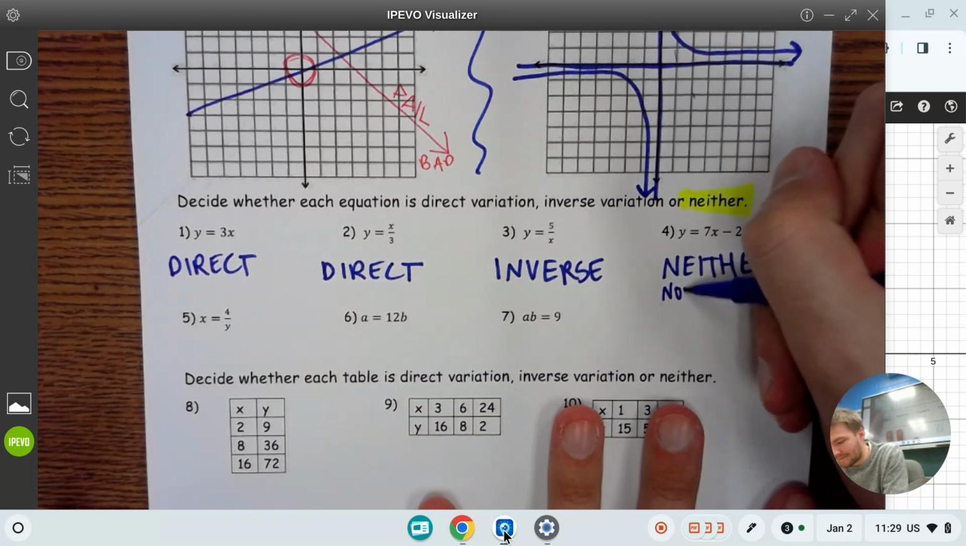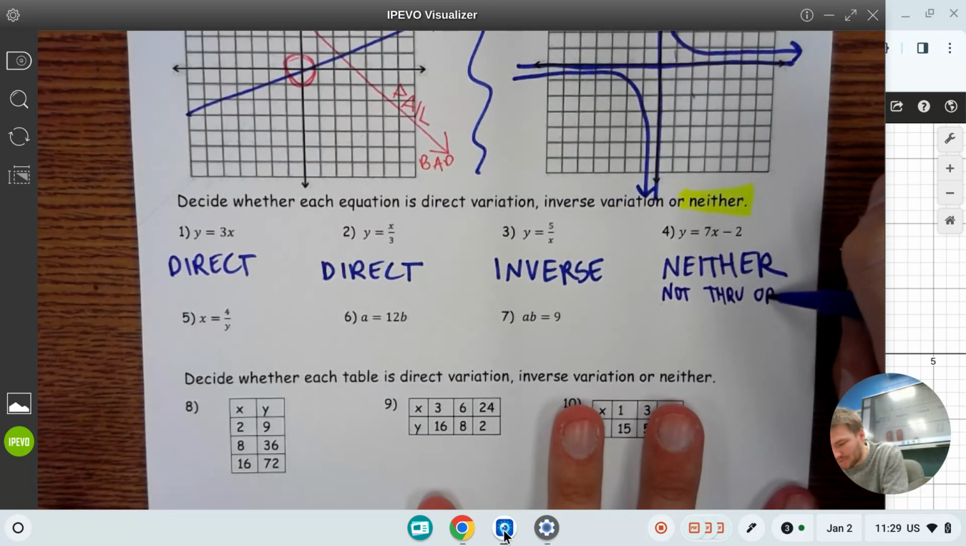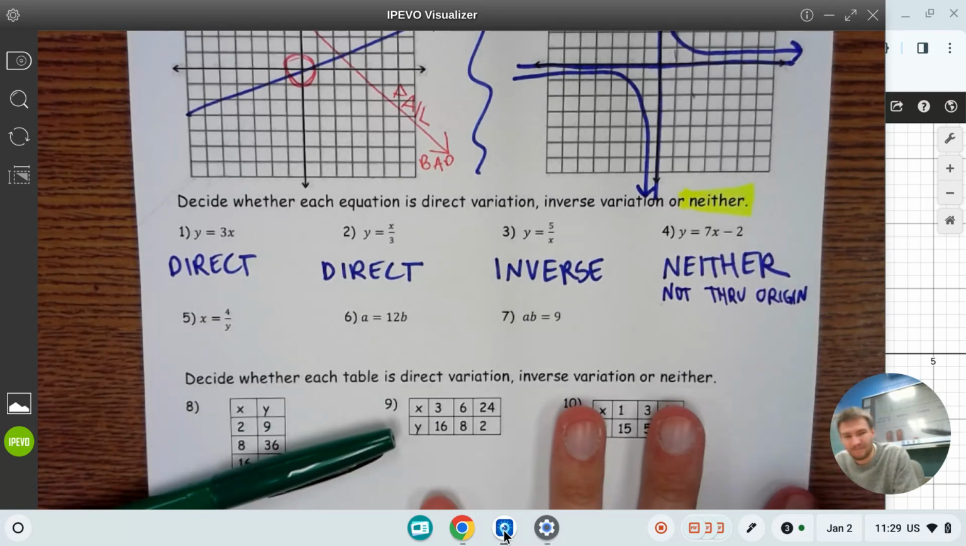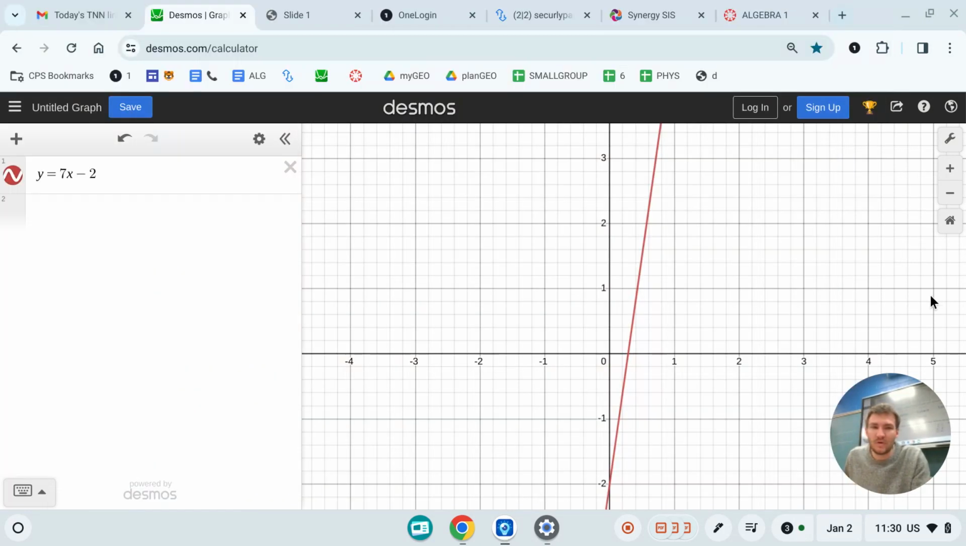I'll even write myself a little bit of a hint here. Not through origin. As easy as that is, that will be the most missed question on the classwork, unfortunately. All right, I'm going to give you a minute to try to solve 3 questions here. You got a minute.